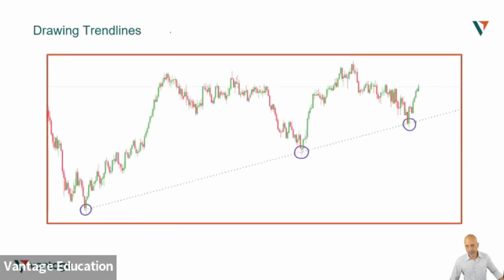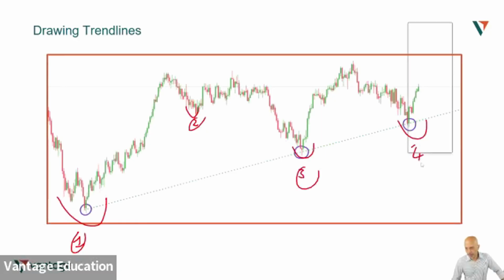Now, in this example, we can spot a significant swing low at point number 1. There's also a swing low at point number 2. We have another significant swing low at point number 3, and of course, another significant swing low at point number 4. As price action is being formed, with swing lows 1, 2, and 3, by swing low 3 there is some early indication of a potential trend line.